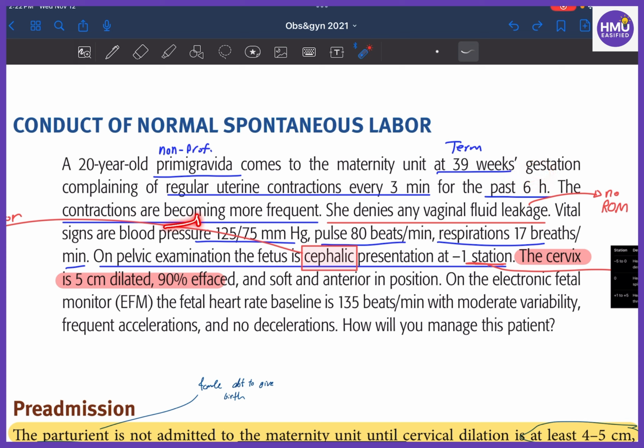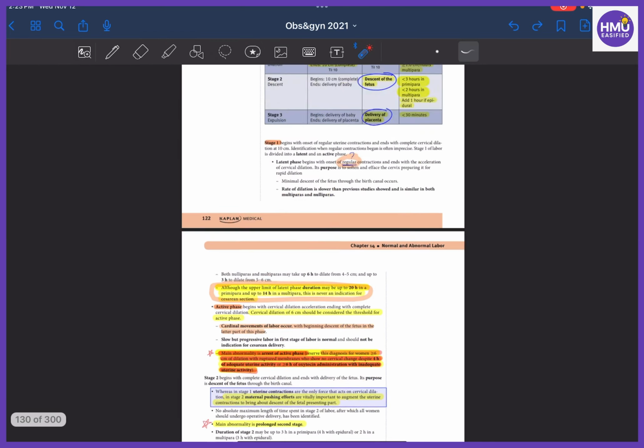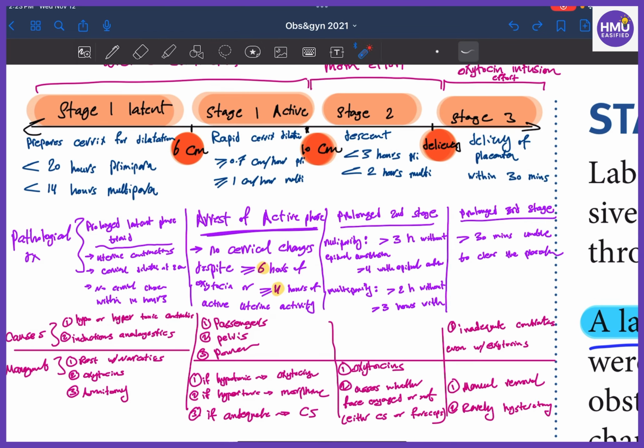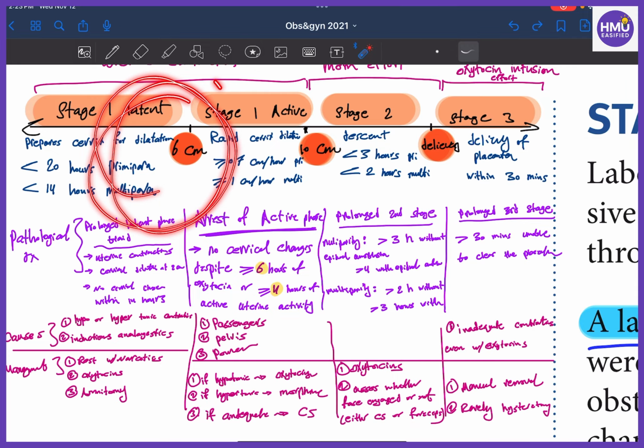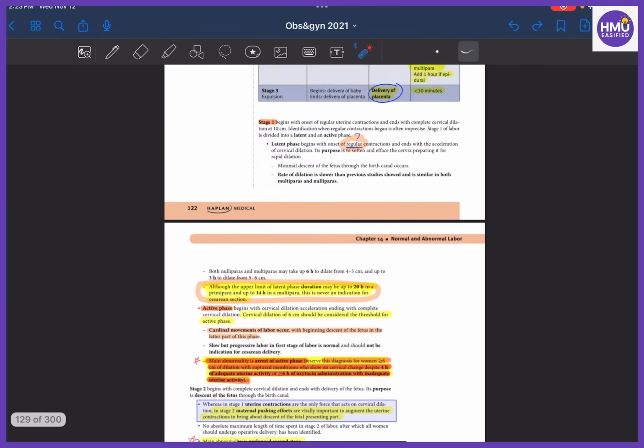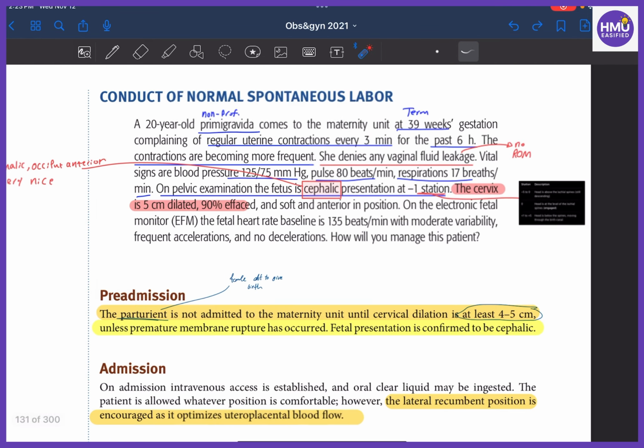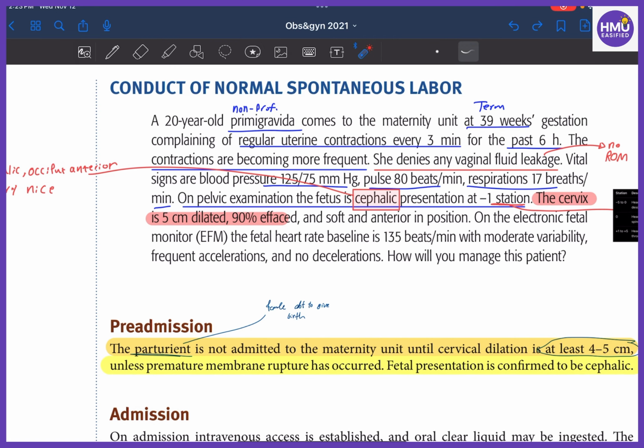I wonder how dilated the cervix is. The cervix is 5 centimeters dilated and 90% effaced. So it's around this area, around the latent to active transition, between this area. It's been 6 hours, so most likely latent.